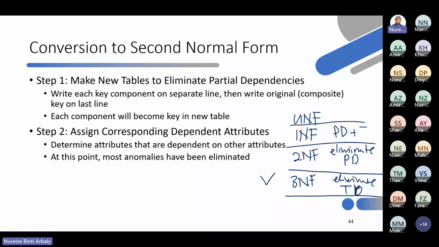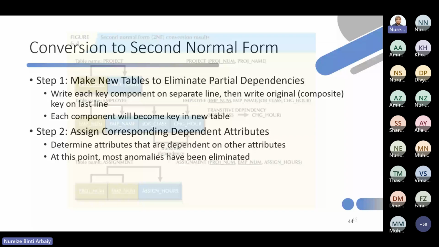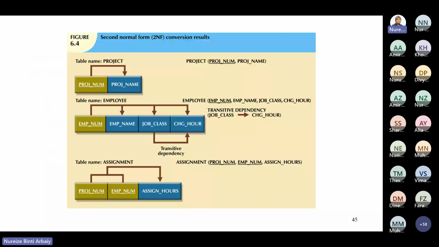That means it still contains partial dependency and transitive dependency. So the steps: make new tables to eliminate partial dependency, and second, assign corresponding dependent attributes. Okay, this is the result from the second normal form. You can compare it with this one.